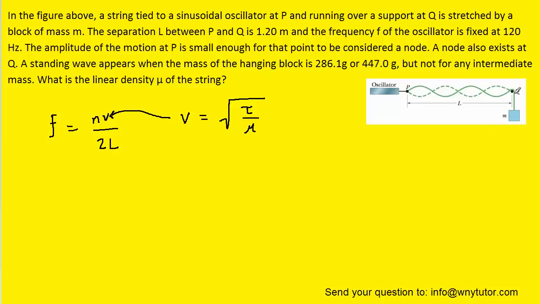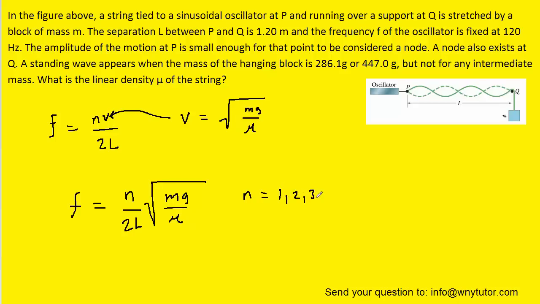Now, since the string is attached to this mass, and the mass is in equilibrium, we know that the tension in the string would equal the gravitational force that's acting on the block. So we can actually substitute mg in for this tension. We'll now go ahead and substitute this expression in for the speed of the wave on the string. And this equation would hold for integer values of n from 1 on to infinity.